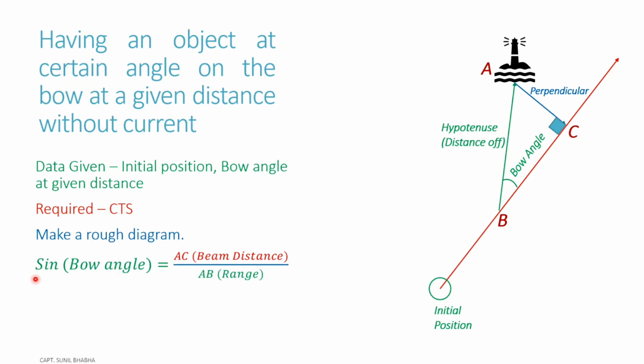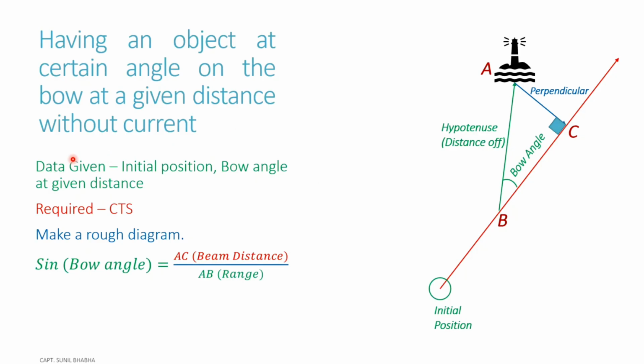You can see this here. The sine of bow angle is equal to perpendicular, which is AC, upon hypotenuse, which is AB. Now, if you look carefully in the diagram, this side AC, Alpha Charlie, a perpendicular from the object to our course steered, is basically the beam distance of the lighthouse. You can also say it is the nearest distance of the lighthouse.